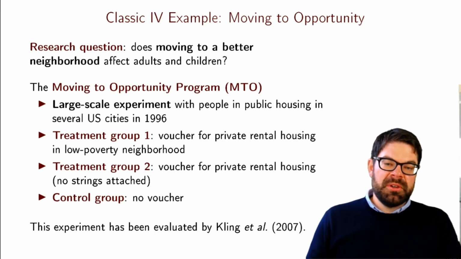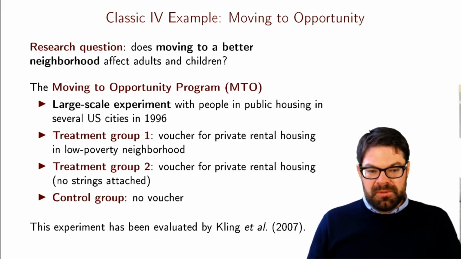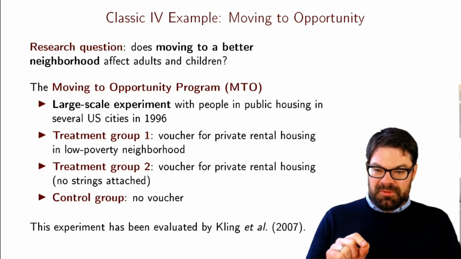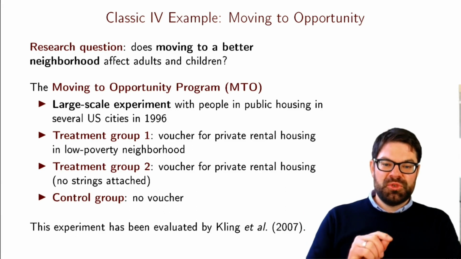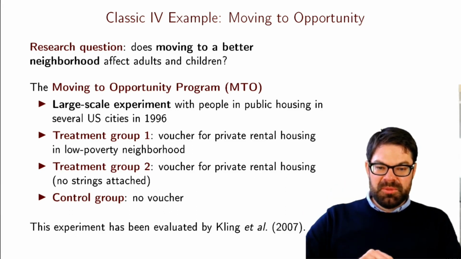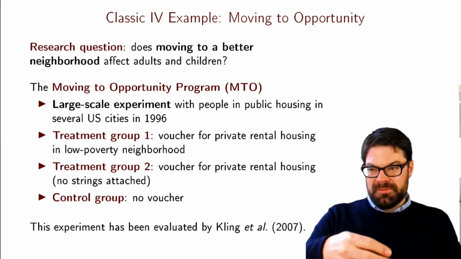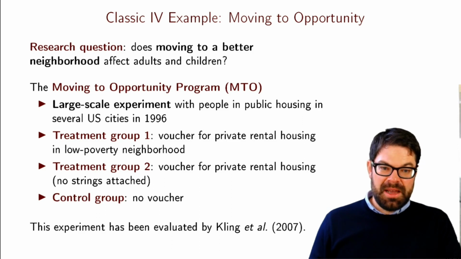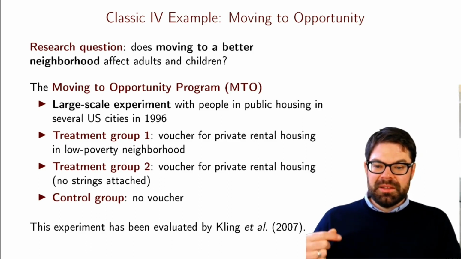The second treatment group received also a voucher, but it was less restrictive. So the first group had to move to a low poverty neighborhood. The second treatment group just had to move, or if they used the voucher, they could move anywhere into private rental housing, whereas before they were living in public housing. The third group is a control group. They didn't get a voucher.